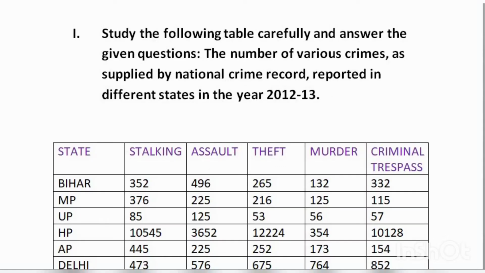Let's do a problem now. This is a question asked in SBI Clerk 2016. Study the following table carefully and answer the given questions. That means this is a table graph question. The number of various crimes as supplied by the National Crime Record reported in different states in the year 2012-13. That is given in the table.